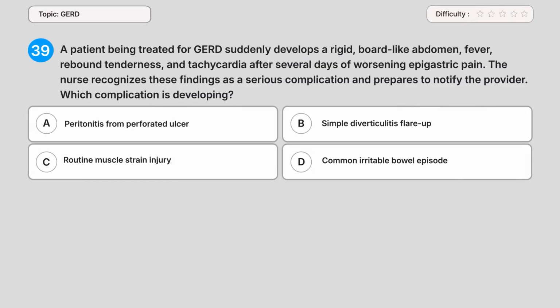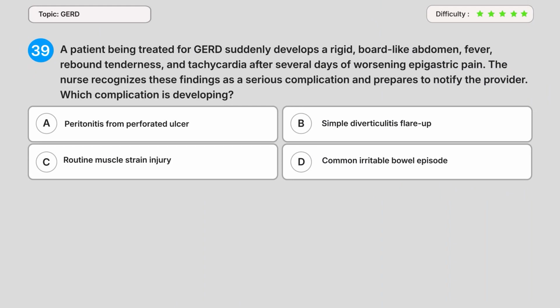Question 39. A patient being treated for GERD suddenly develops a rigid, board-like abdomen, fever, rebound tenderness, and tachycardia after several days of worsening epigastric pain. The nurse recognizes these findings as a serious complication and prepares to notify the provider. Which complication is developing?